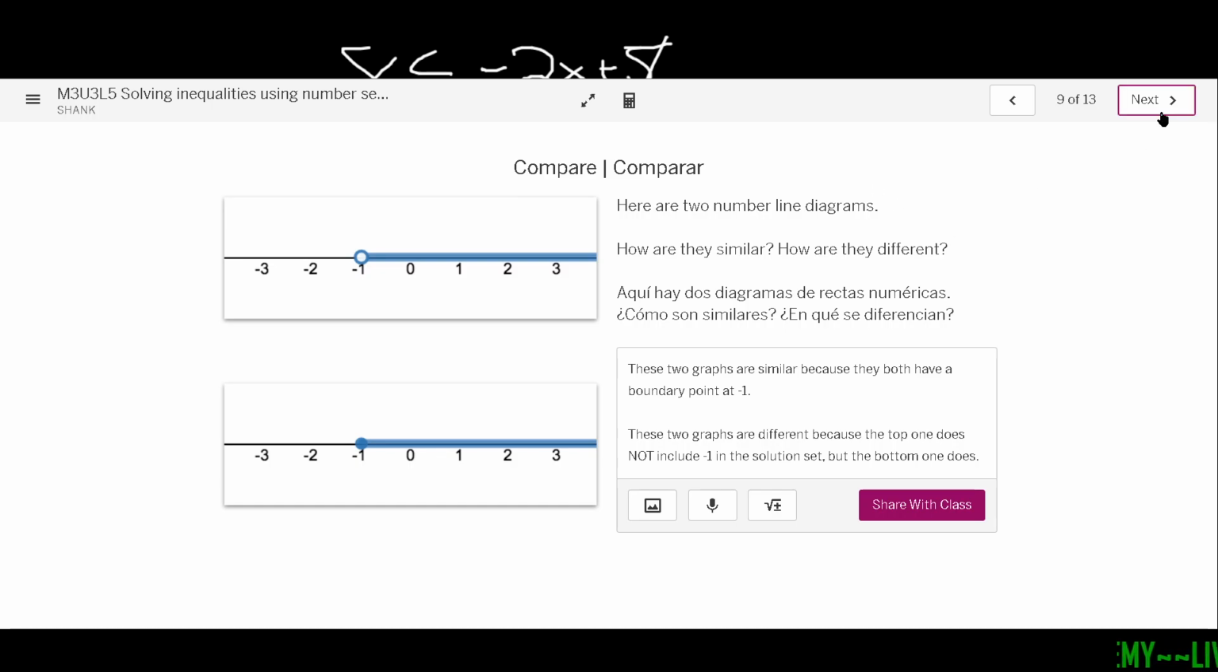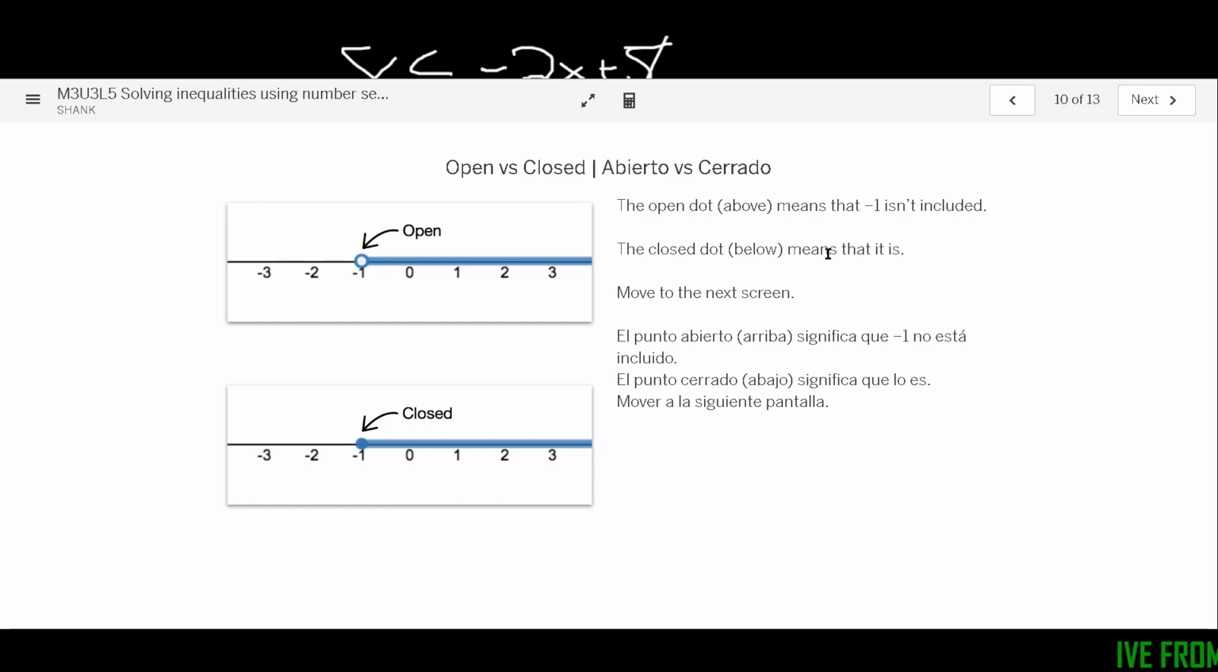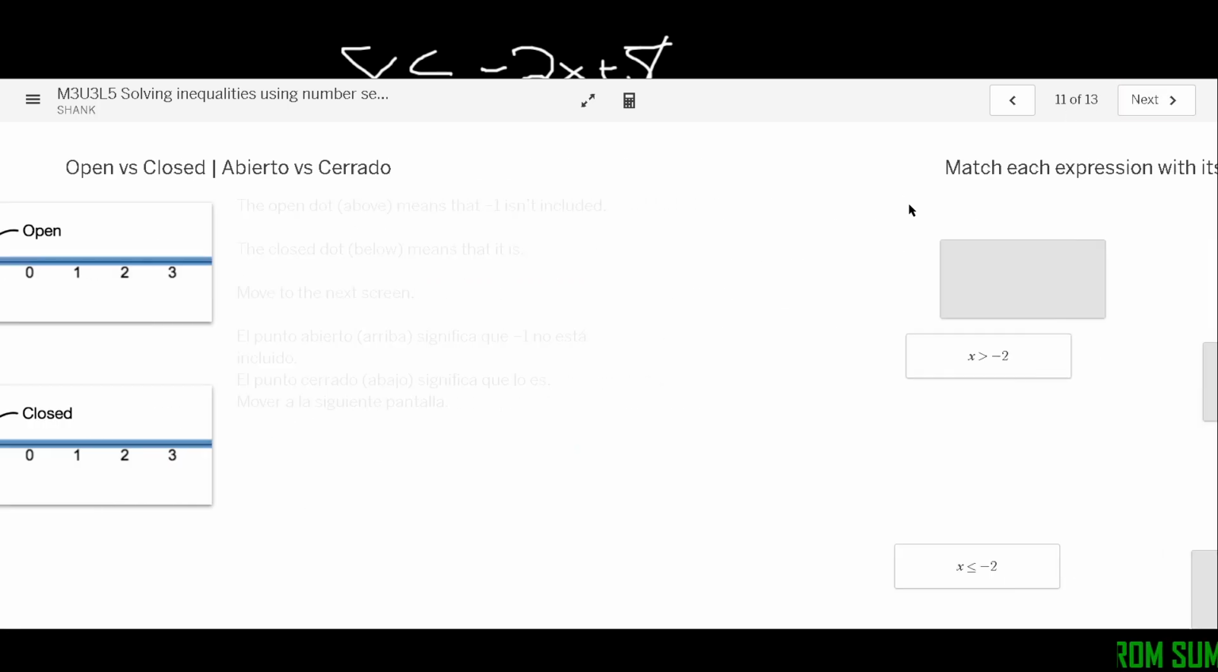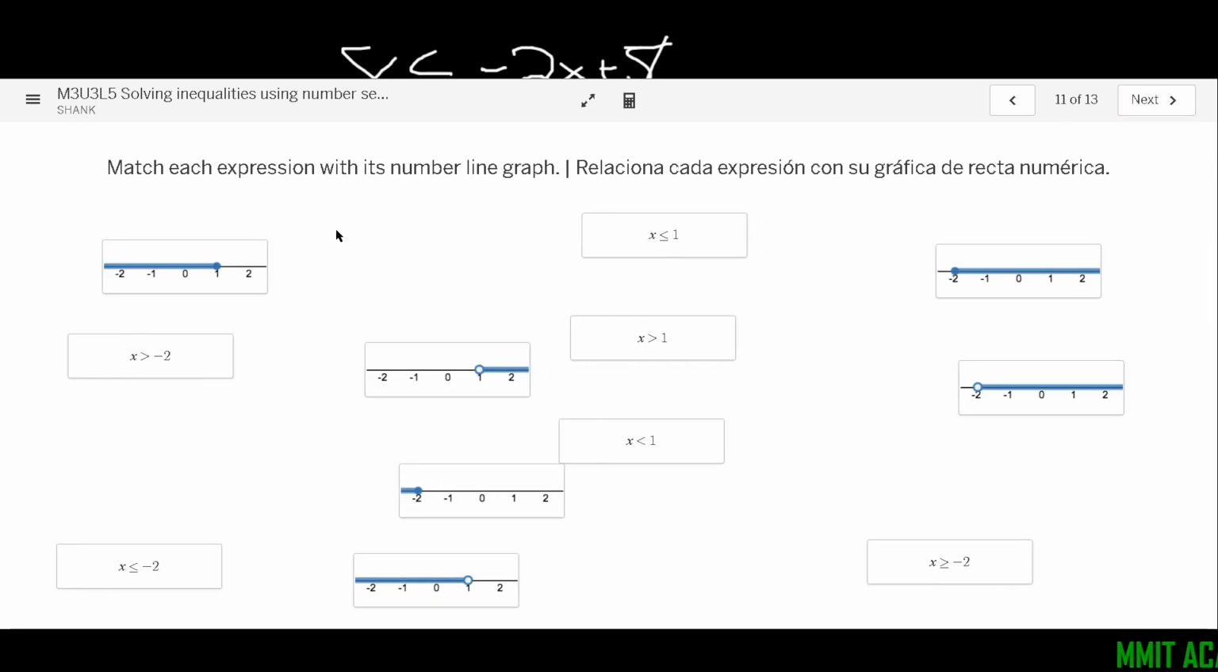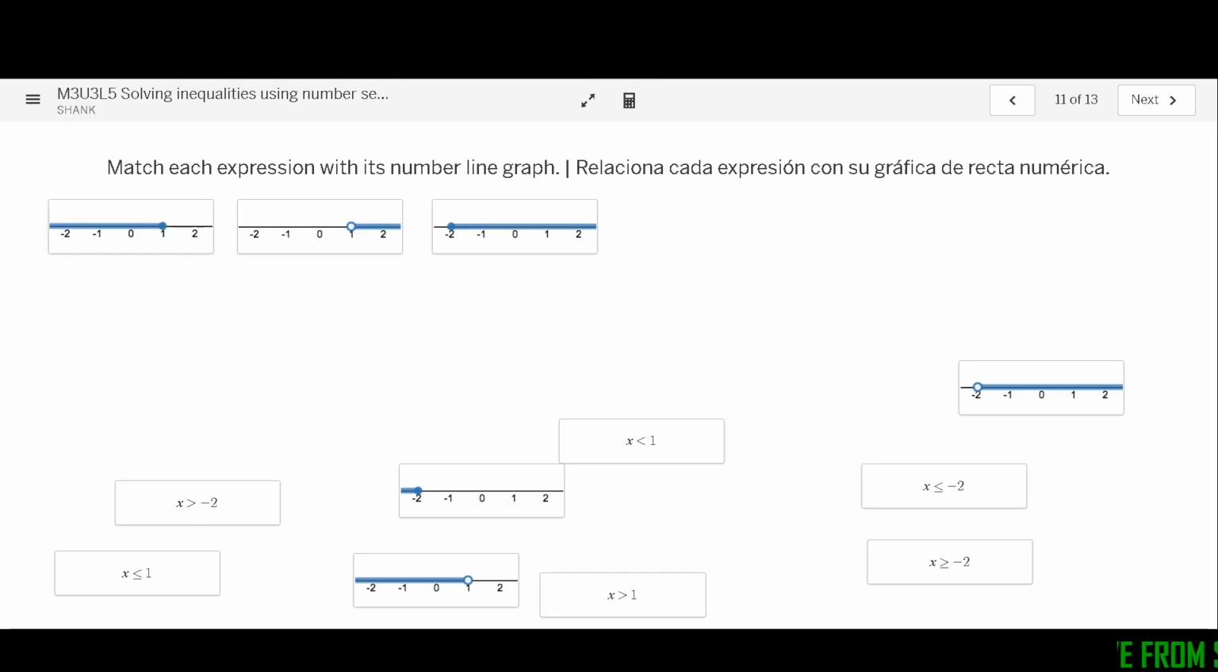All right, moving on. For this one, it says open versus closed, so just like we're talking about. It says the open dot above means that -1 isn't included. However, the closed dot below means that it is. So now what I want you to do is I want you to take your time, match each expression with its number line in the graph. So I'll give you about a couple minutes to try this out so that way you can try it on your own.